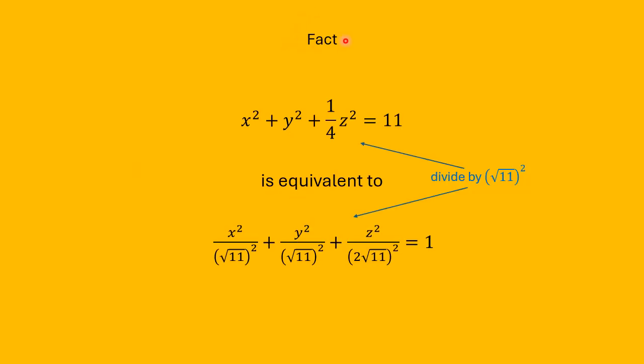Before we write the program, let's notice the following fact that we'll use in the program. If I look at the equation x squared plus y squared plus 1/4 z squared equals 11, and if I divide both sides of this equation by 11, which is the same as the square root of 11 squared, this equation will transform into this one: x squared over the square root of 11 squared plus y squared over the square root of 11 squared plus z squared over 2 square root of 11 quantity squared equals 1. We'll be using this equation in our MATLAB program.